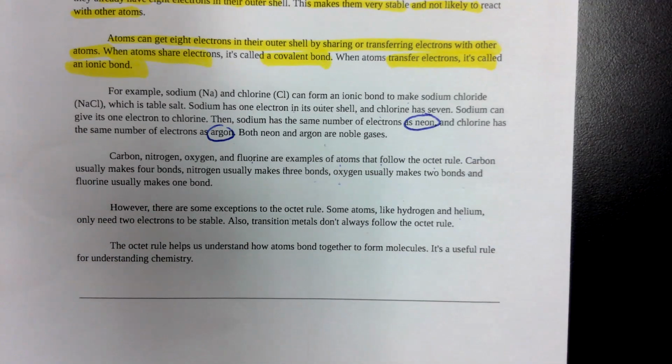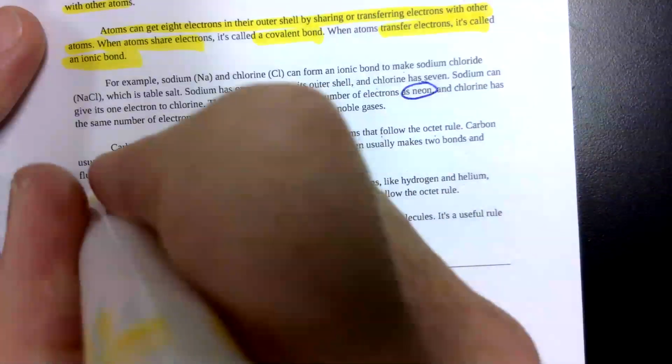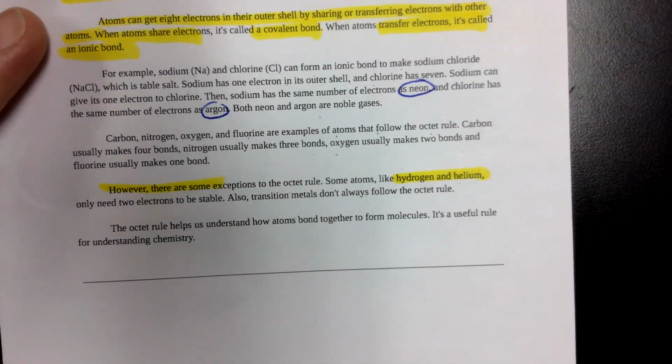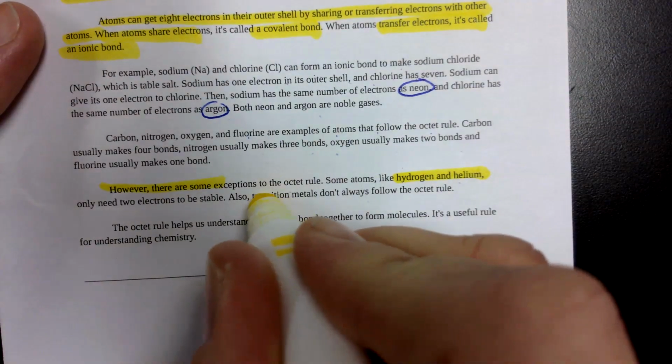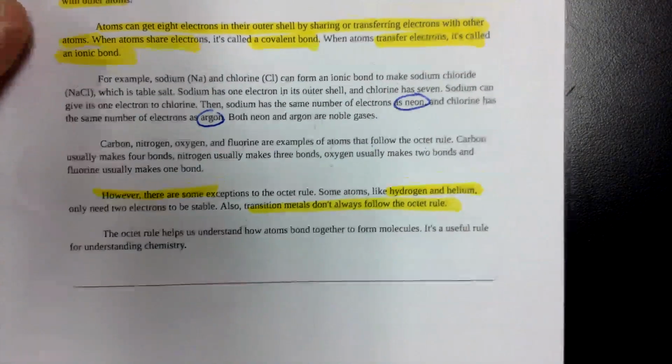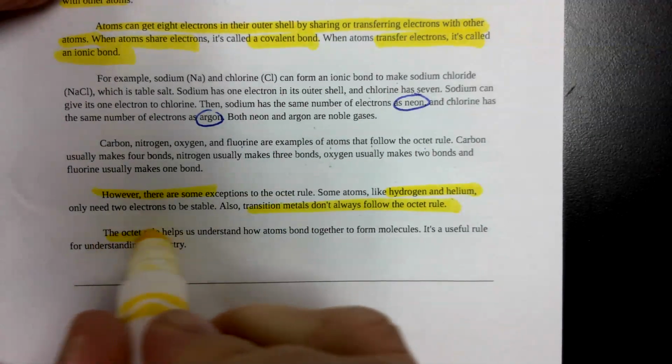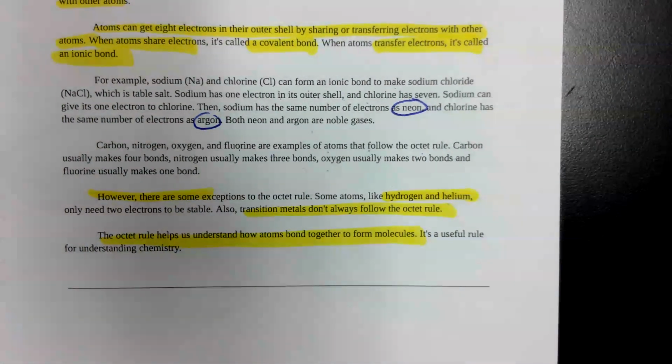So there's an exception to that rule, and it's hydrogen and helium. Highlight that. We'll talk about that a little bit more later. And transition metals don't always follow the octet rule either. The octet rule helps us understand how atoms bond together and form molecules, and it's useful for understanding chemistry.